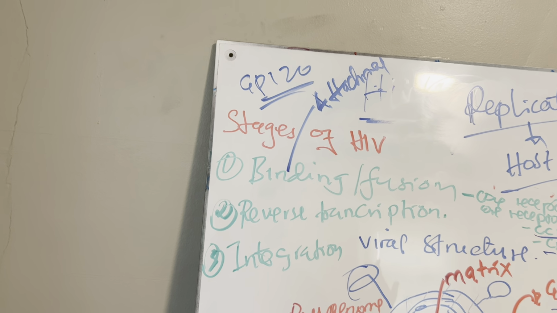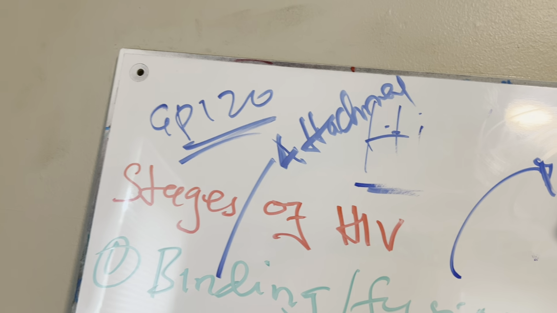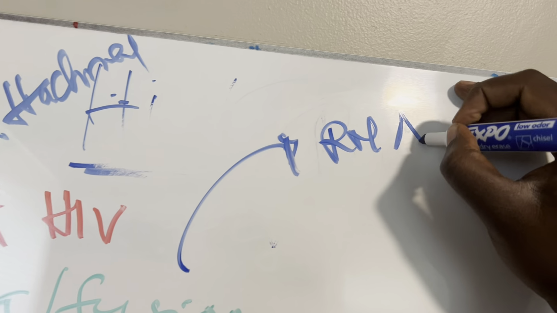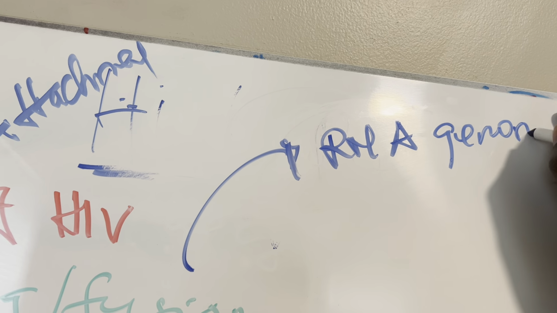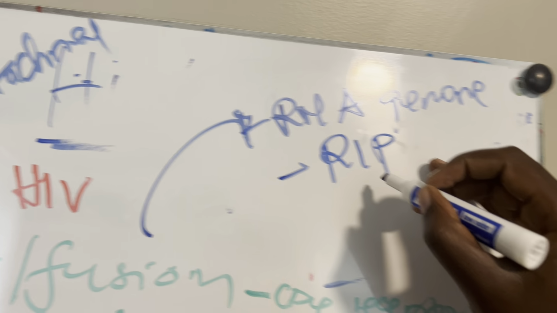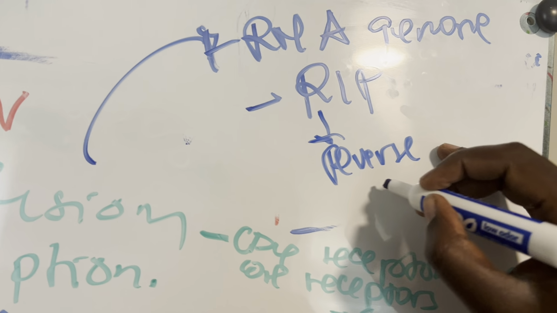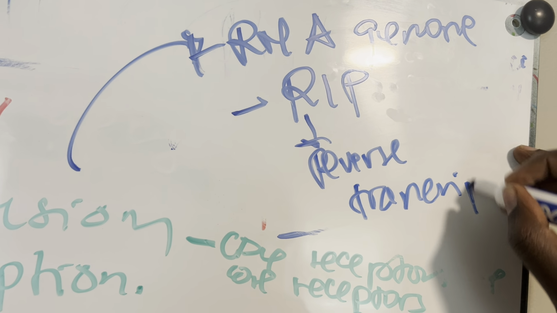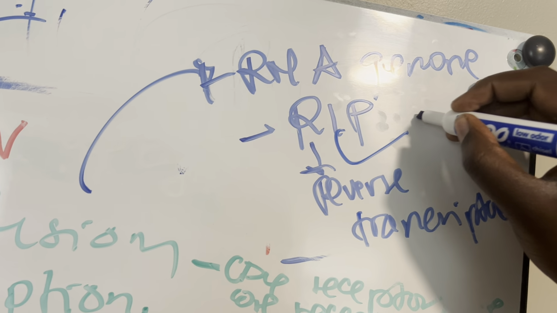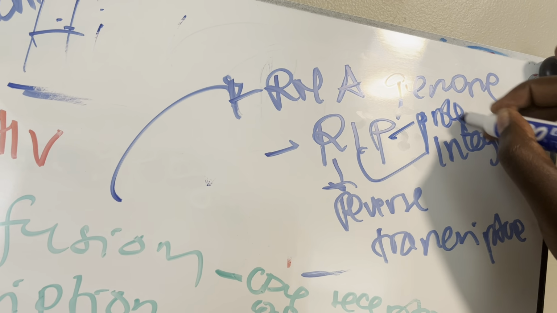After fusion, the RNA genome enters the host cell. We also have RIP: R stands for reverse transcriptase, I for integrase, and P for protease. We're going to talk about this later on.